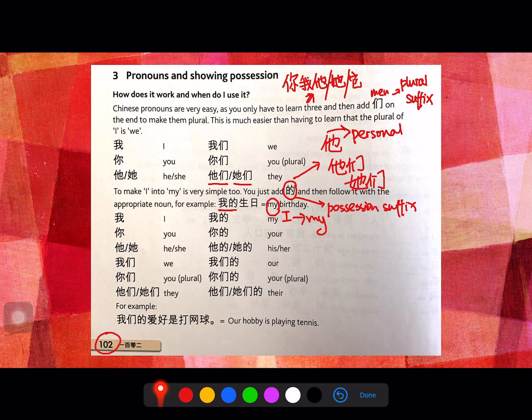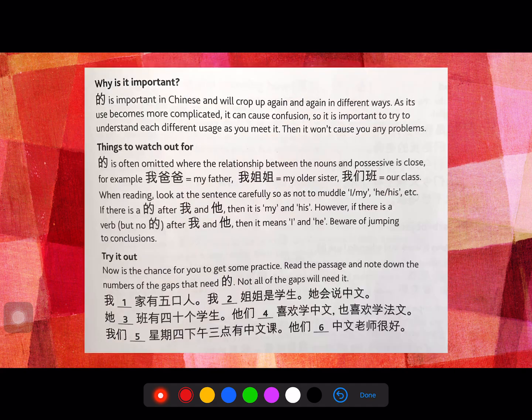For example, 我们的爱好是打网球. Our hobby is playing tennis. To say our hobby, you first need to say we, which is 我们. And then you add the possession, that means ours, that will be 我们的, and then 爱好, hobby, and then 是打网球.